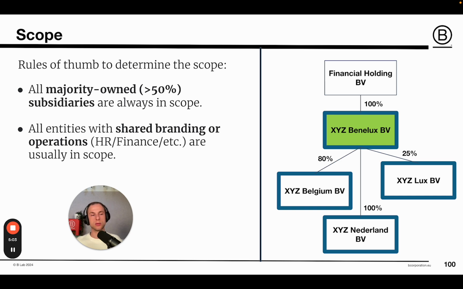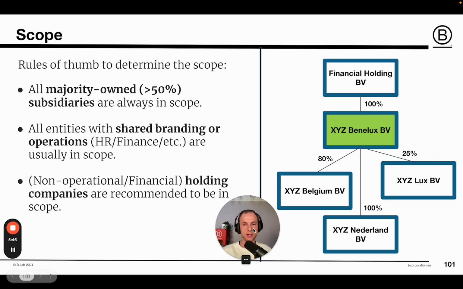And we can assume, based on this structure chart, and we would always be in contact with the company to make sure that our assumptions are correct, that this Luxembourgish entity is also trading with the XYZ brand, and for that reason should be taken into account of the scope of this certification. Because if we were to certify the other entities, then Luxembourgish clients or customers would be very confused about whether or not the Luxembourgish entity of this company is also certified. So it's all about preventing brand confusion.